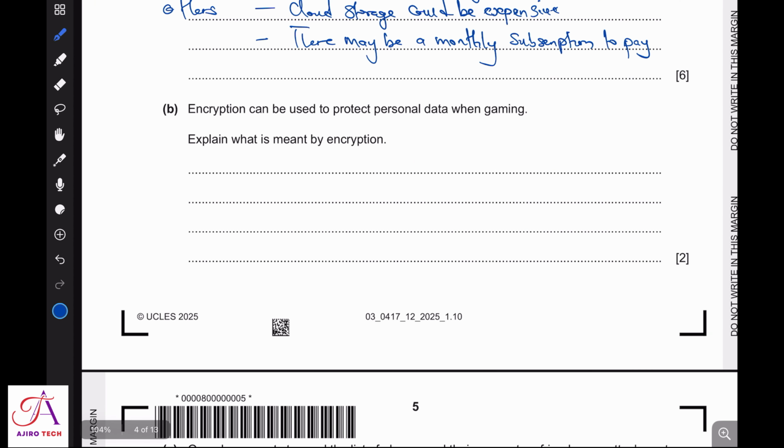Encryption can be used to protect personal data when gaming. Explain what is meant by encryption. Now look at this two-marker. You see this in chapter 8, safety and security, under protection of data.